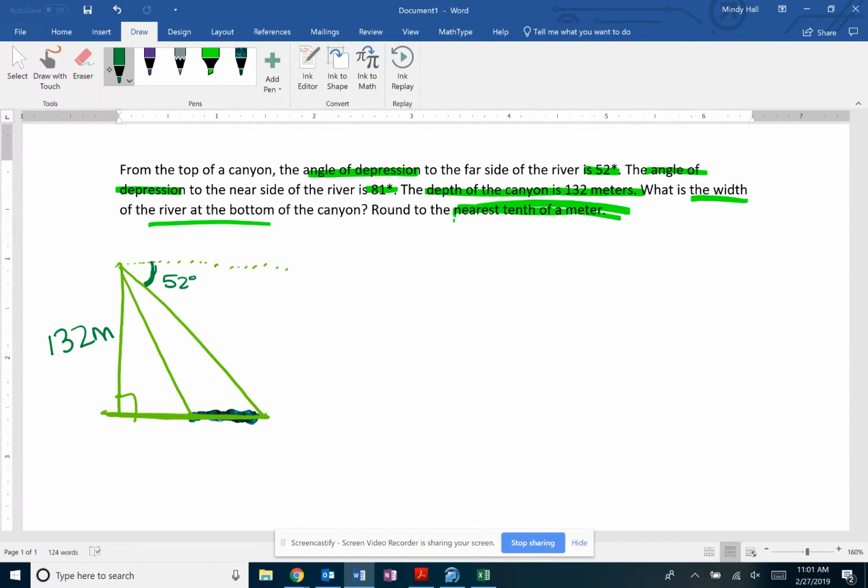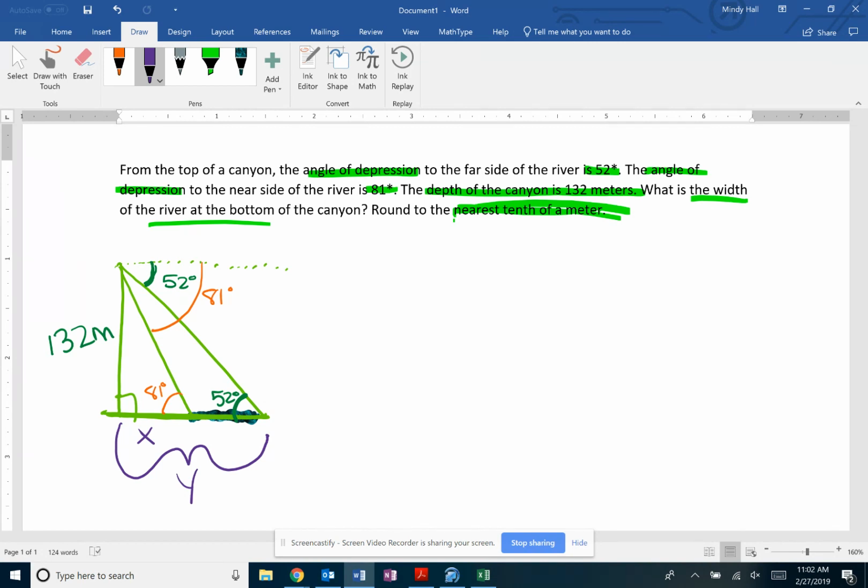Because that angle is 52, because of alternate interior angles, remember I have this Z right here, I know that this angle down here is also 52 degrees. And then for the other one, it is all the way over, so that is going to be 81 degrees. And since that big angle is 81, then I know that this one is also 81 degrees. So we want to know the width of the river at the bottom. I'm going to set this up as X, and I'm going to say this full length is Y.